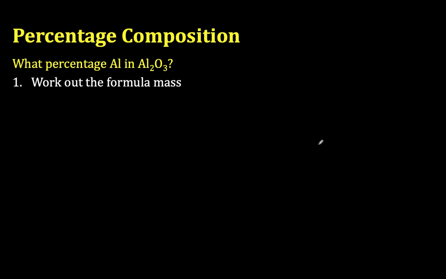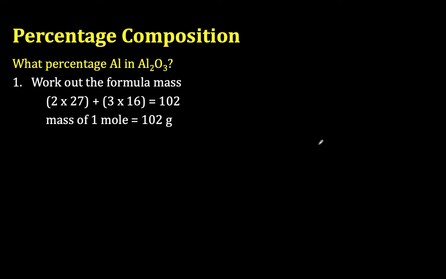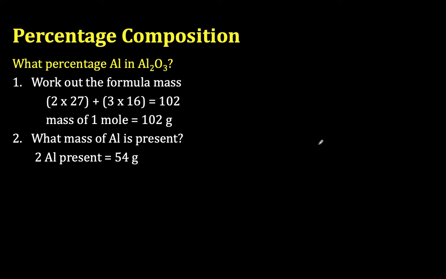So, percentage composition again. What would the percentage of aluminium be in aluminium oxide? So the first thing we have to do to work this out is work out the formula mass. So that would be 2 times 27 plus 3 times 16 is 102. The mass of 1 mole of aluminium oxide is 102. What mass of aluminium is present? So 2 times 27 is 54. So in 102 grams of aluminium oxide, we have 54 grams of aluminium.